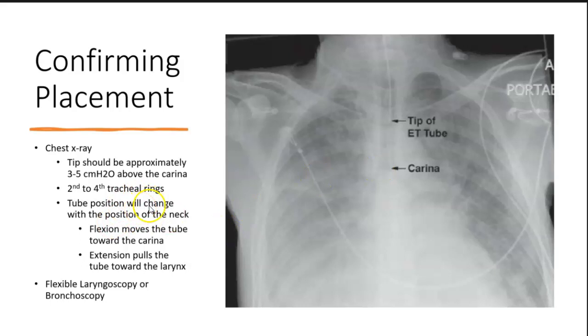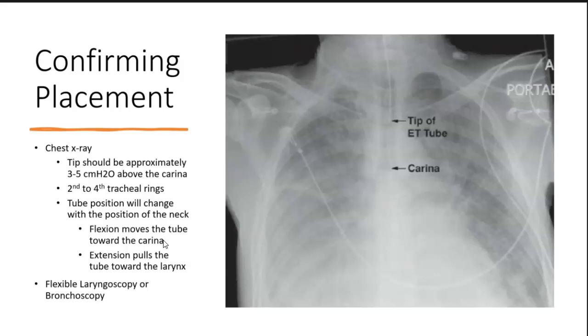The tube position will change with the position of the patient's neck. This is something that adult therapists aren't real weirdos about, but us NICU therapists, anybody that's ever worked in a NICU, should be absolutely obsessed about this, because we have moved way too many tubes, half a centimeter in, half a centimeter out, because of positioning of the patient during the x-ray.